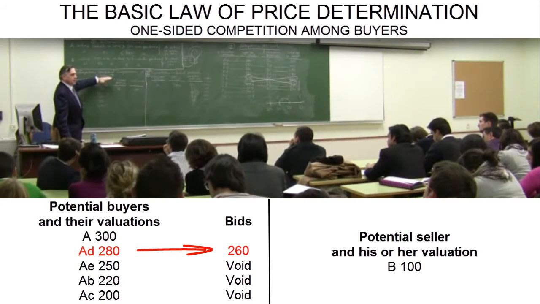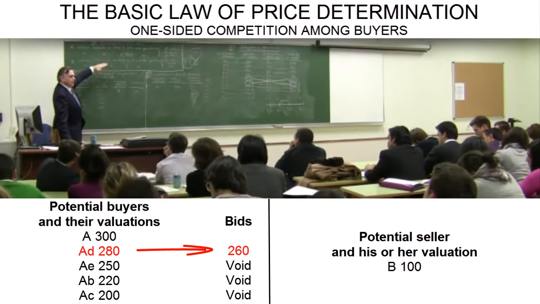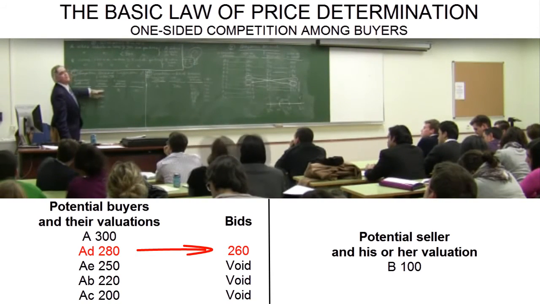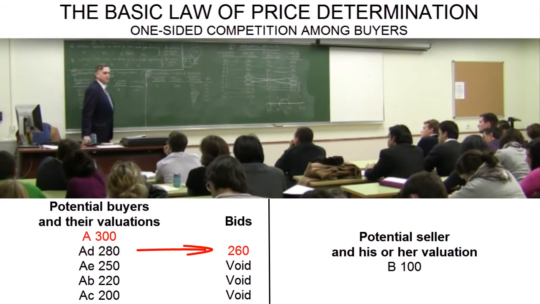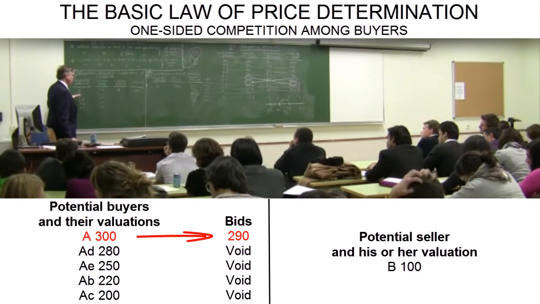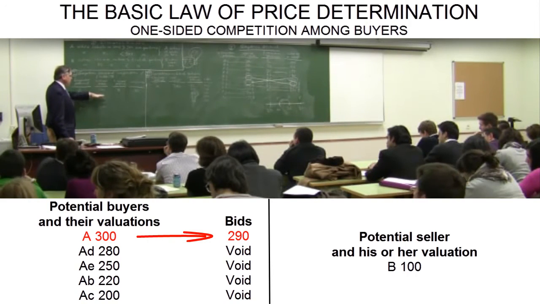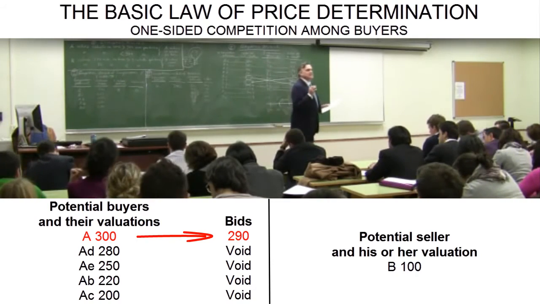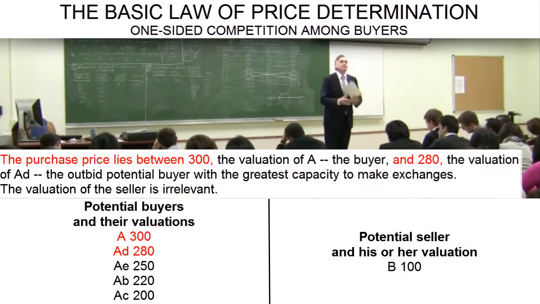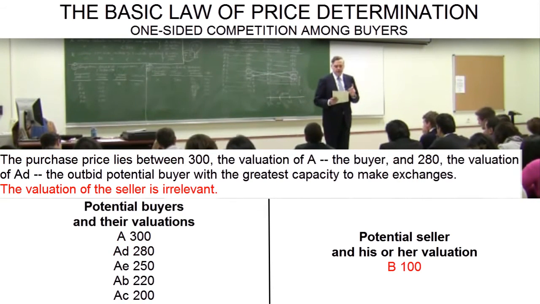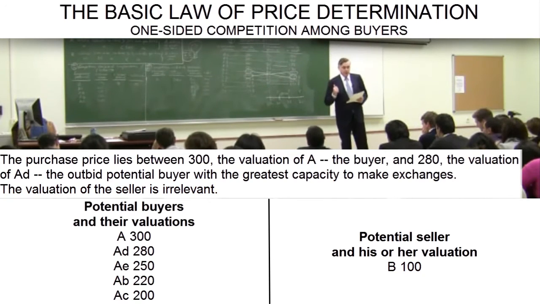Notice that in one-sided competition among buyers, the price tends, spontaneously, and by the force of entrepreneurship, to gradually approach the maximum valuation of the buyer. Before the deal closes, what does Mr. A say? "No, ladies and gentlemen, I am the one with the most interest, 290." And AD, AE, AB, and AC, who have less capacity to make exchanges, are all outbid. The deal will be closed at a price between 280 and 300, and the subjective valuation of the seller is totally irrelevant. Note that this is very important.